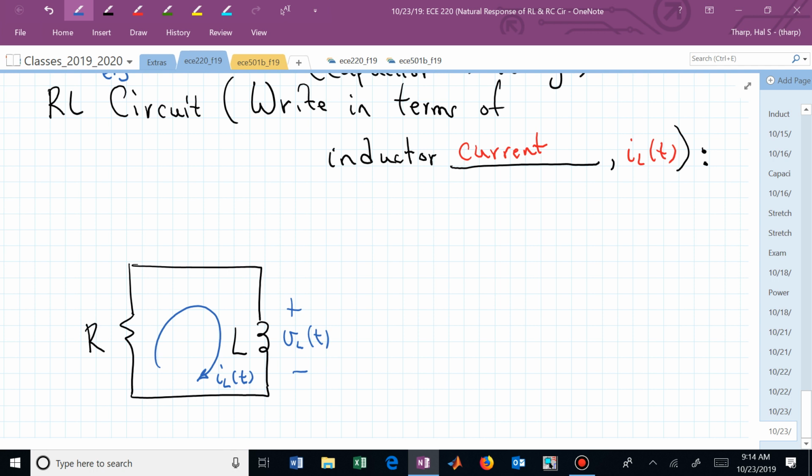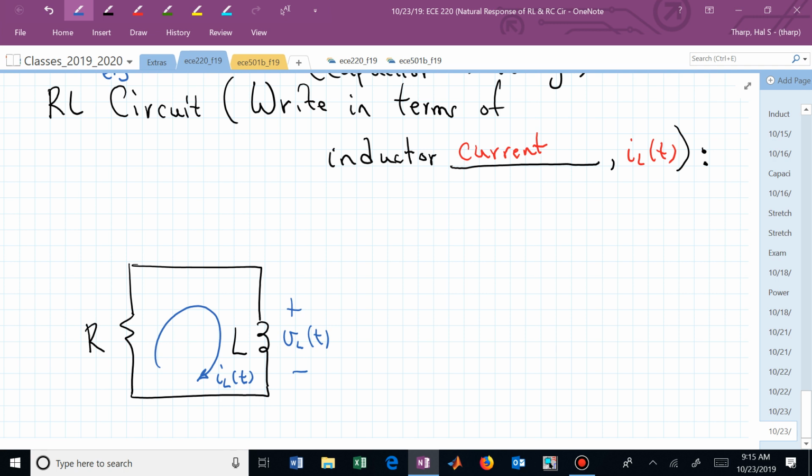Any ideas? KCL kind of is begging to be used because we said current, but now we want, if we think about what is happening, if we write things in terms of the current, then we have Ri is the voltage drop across that resistor, and we have L di/dt. Both of those voltages are in terms of the current variable, and we can sum those up in a KVL and set those equal to 0.